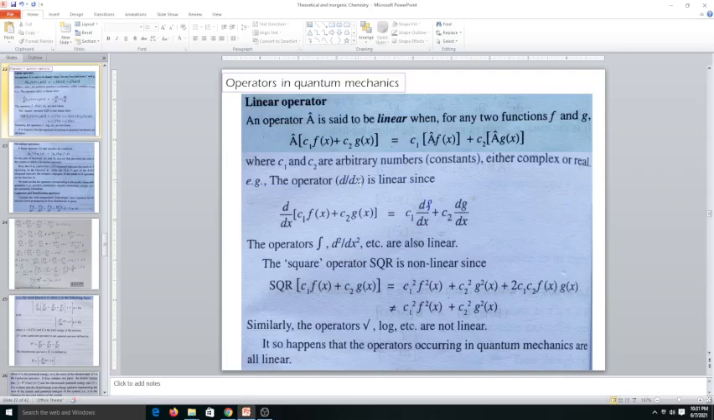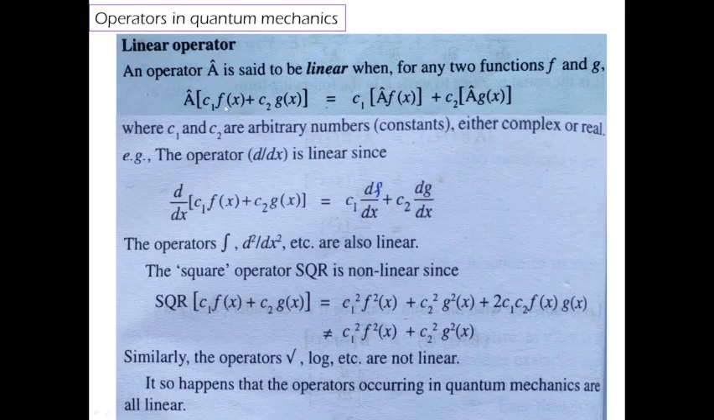In this class, we are going to discuss different types of operators, or what type of operators we can consider as the real operator in quantum mechanics. So in that case, the first one we are going to discuss is the linear operator. There are a set of conditions that we have to put in order to consider an operator as a good operator for our quantum mechanical operations.